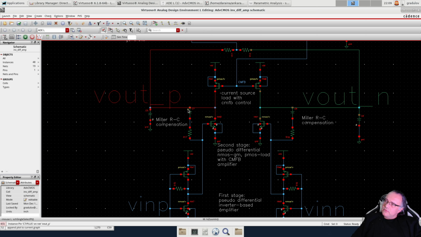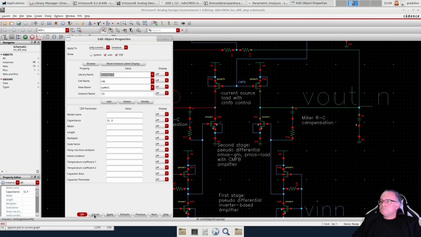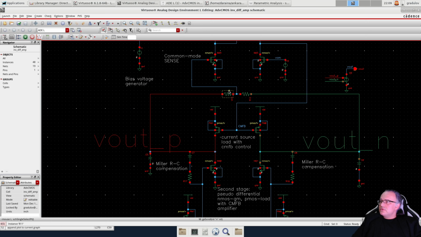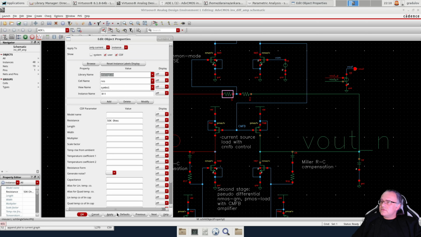You can see that with Miller compensation based on capacitor and resistor, we can bypass the second stage at high frequency, and with the R we can tune the transmission zero. This will be the output, the positive and the negative output, and we have certain capacitance for the output load. Then with these resistors, two resistors will sense the common mode component of the output signal. You can see that these are quite large resistors of 50 kilo ohm.